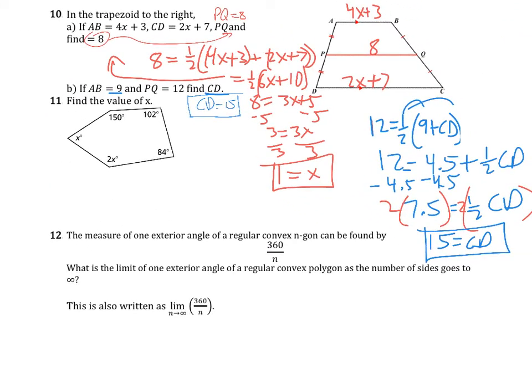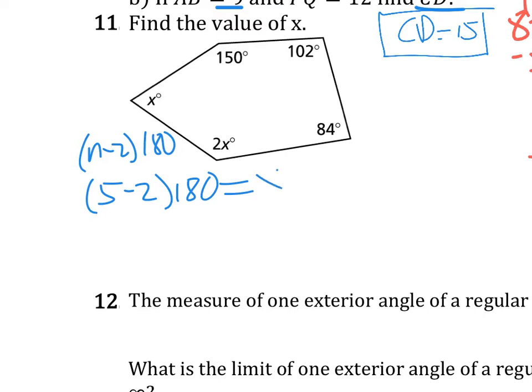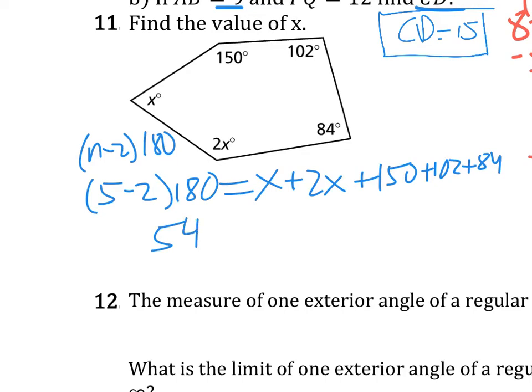Two more. So we've got a pentagon here. Remember, we got to first find the total degrees in the pentagon. So the pentagon is 5 minus 2. The formula is n minus 2 times 180. So we have 5 minus 2 times 180. That's going to be our total degrees, and that equals all of these added up. Okay? All the interior angles add up to, in this case, 540 is what that will multiply out to.